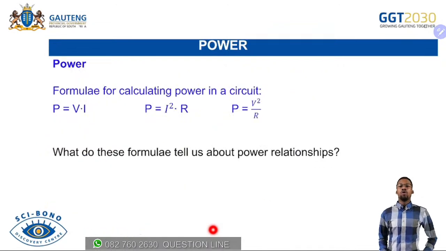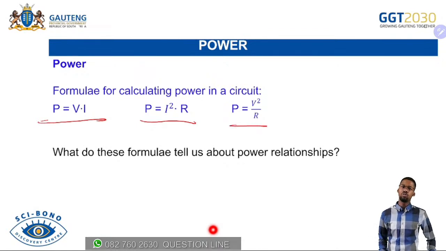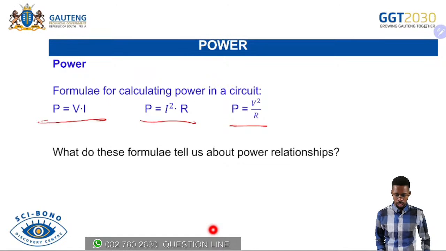Your data sheet will give you these three possible formulas that you can use depending on the situation or scenario that is given in the exam. You can calculate power using P is equal to the product of potential difference and current. Or power can be calculated by current squared multiplied by resistance. Or power is equal to terminal voltage squared divided by resistance. So depending on what you are given from your circuit diagram, you can use any of these formulas.